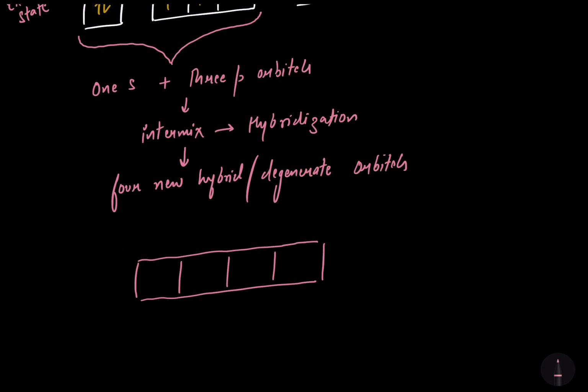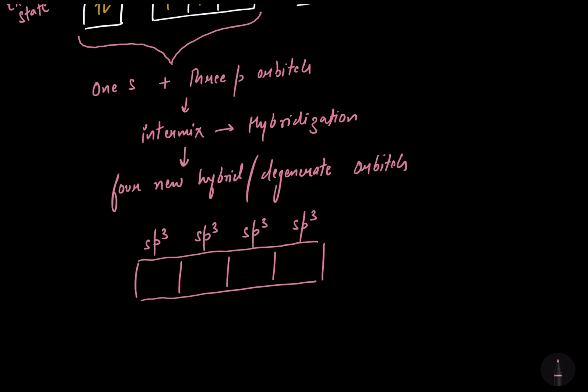Now what will be the name of these 4 hybrid orbitals? In the intermixing process, we have mixed 1s and 3p. So we got the hybridization to be sp3 and the name of the hybrid orbital to be sp3. The first hybrid orbital is sp3, the second is again an sp3 hybrid orbital, the third one is also sp3, and the fourth one is also sp3.